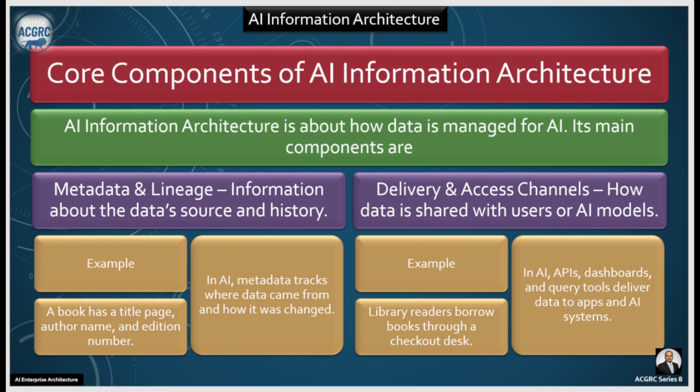The next is delivery and access channel, which is how the data is shared with users or the AI models. Example, library readers borrow books through a checkout desk. Similarly, in AI, APIs, dashboards, and query tools deliver the data to apps and related AI systems.